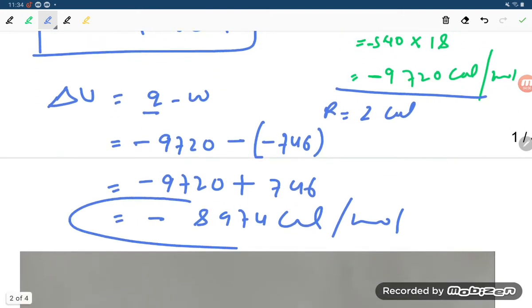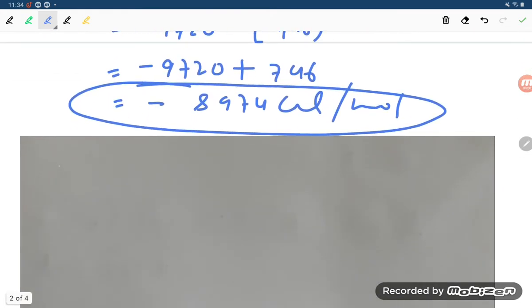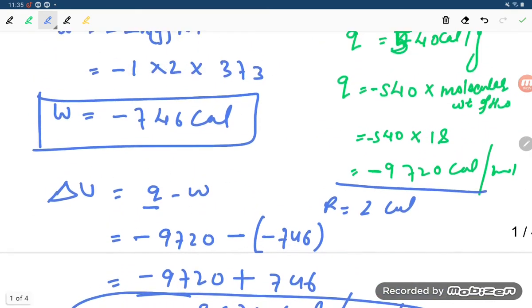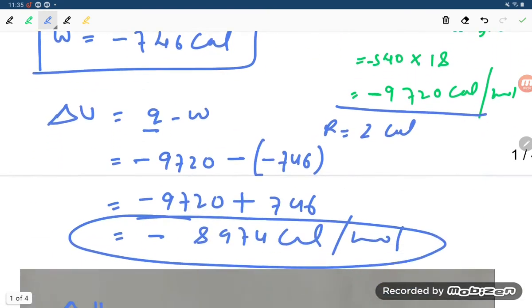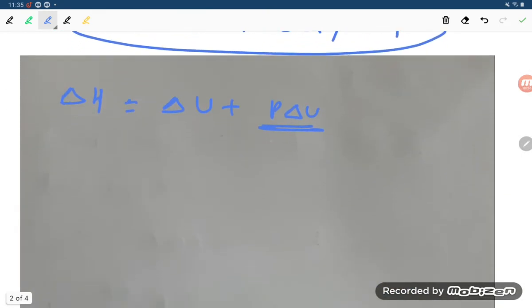This is delta U. Now they are asking delta H also. So how do we calculate delta H? Enthalpy means the change in internal energy plus pressure volume work, or you can say the total heat change. So delta U plus P delta V, that we know. And P delta V we have already calculated in terms of W. Here P delta V is equal to delta n g RT.